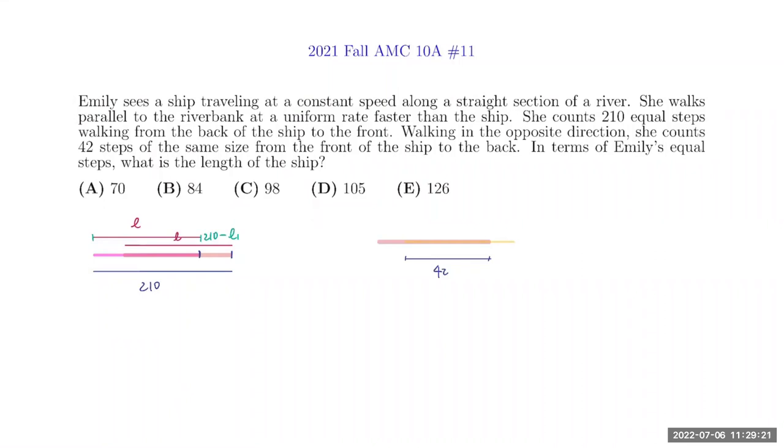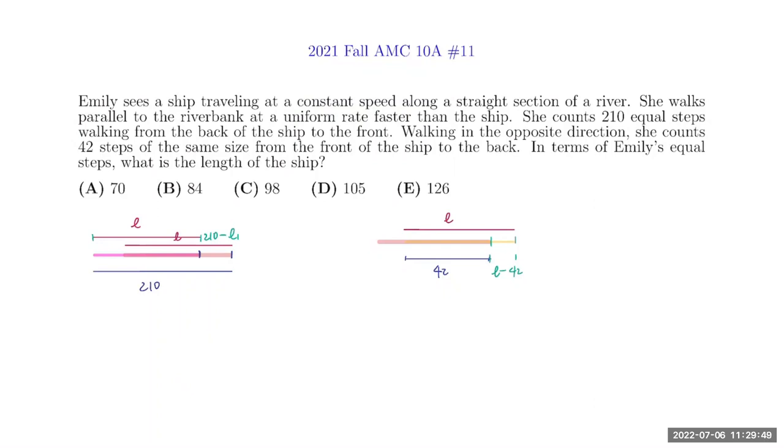We also realize the length of the ship is still L. So therefore, if we want to find the distance between the heads of the ship to see how much the ship has moved, that'll just be L minus 42. One thing we can take into account now is that Emily and the ship both travel at constant speeds, which means the ratios between the distances they've traveled will remain the same.